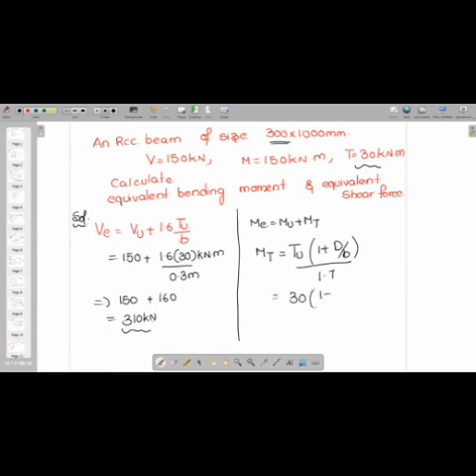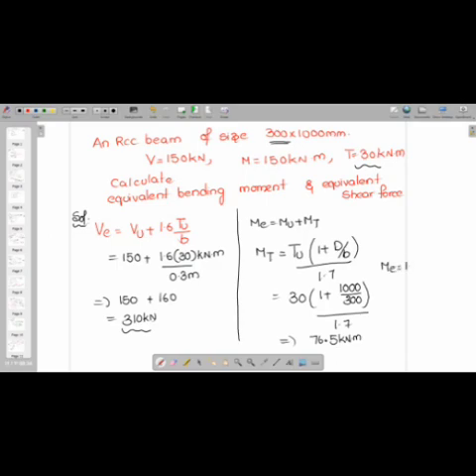30 into (1 + D), where D is 1000 mm. You can write 1000 directly because it is a ratio. b is 300 mm, upon 1.7. So 30 into 4.33. You will get around this value. Anyone, can you tell me what this value is? This will be equal to around 76.5 kilonewton meter.